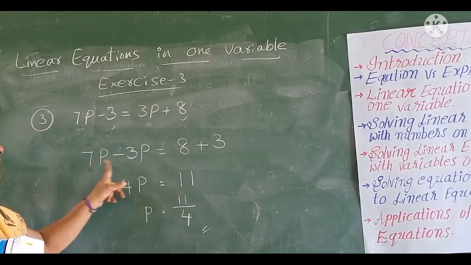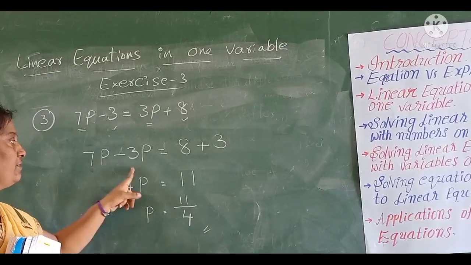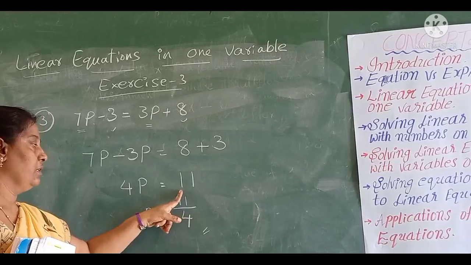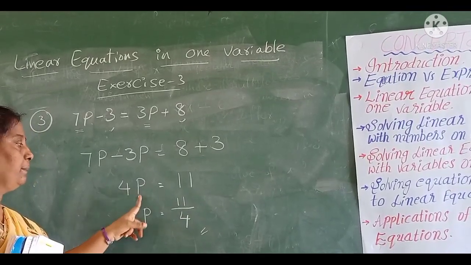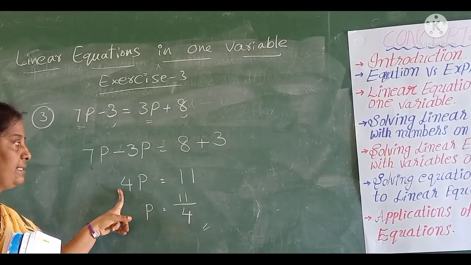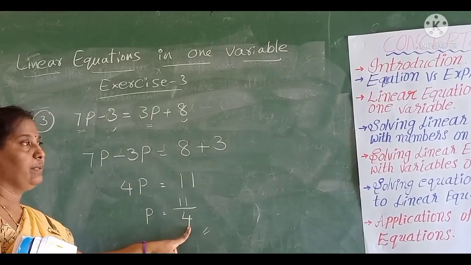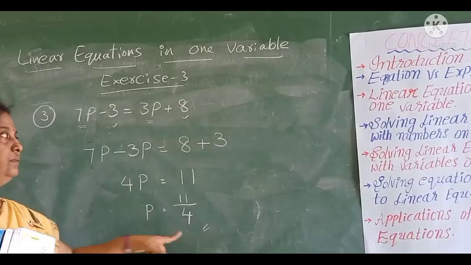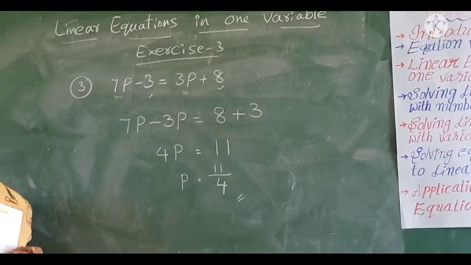So 7p minus 3p, how much? 4p. That is equal to 8 plus 3 is 11. So 4p means 4 into p. P is equal to, 4 is multiplied here, move it to the right side. It will become division. So 11 by 4, that is the answer. Note it down, ma.